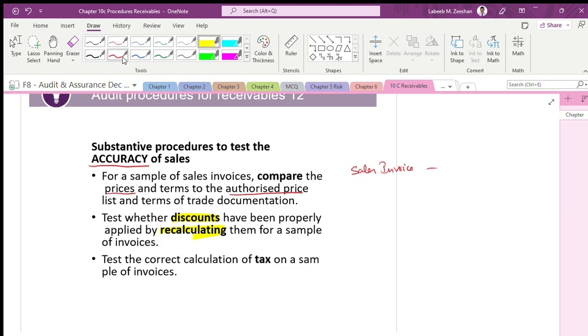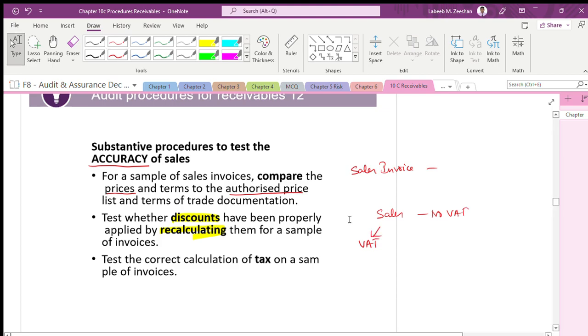Now it is very simple. You have VAT. Some goods don't have VAT, some goods will have VAT, so some sales have no VAT and some sales have VAT. Now what is the process? You should know whether VAT has been calculated rightly or not. You have to test the correct calculation of tax on a sample of invoices.